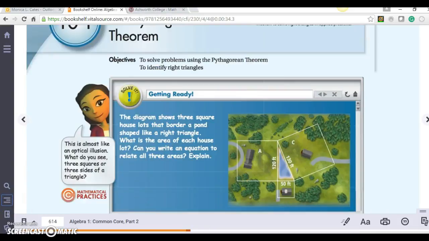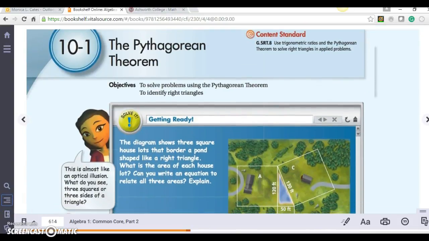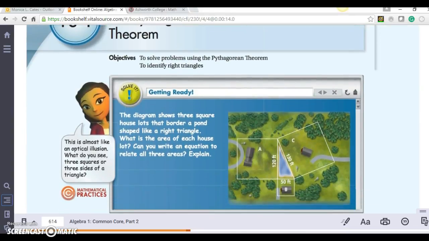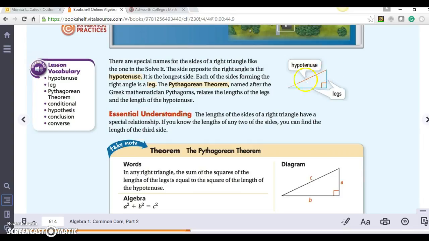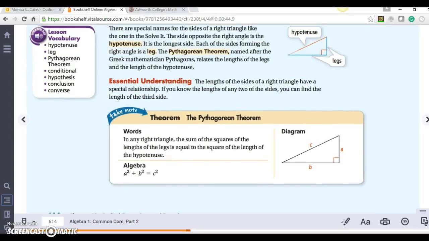Okay, we're looking at lesson 10-1, the Pythagorean Theorem, and we're going to solve problems using the Pythagorean Theorem and identify right triangles. So as you all know, a right triangle is a triangle that has a 90-degree angle, and for a right triangle we have two legs and something called the hypotenuse. The hypotenuse is always directly across from the right angle, the 90-degree angle.